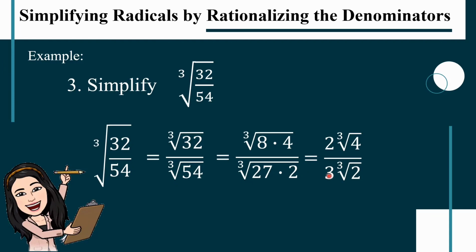Ganun din po sa ating denominator. Cube root of 27 is 3 kasi 3 times 3 times 3 is 27. And then copy cube root of 2. Okay? So, therefore, we have 2 and 3, pwede bang i-divide? Hindi po. So, kukopyahin lang natin. Tingnan natin ang ating radicals. Since pareho siya ng index, pwede natin i-divide ang 4 and 2. Can we divide 4 by 2? Yes. So, that would be cube root of 2. Kinopya lang natin yung fraction, 2 over 3, and then dito, we have cube root of 2.